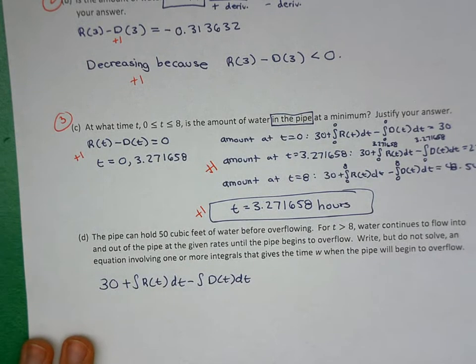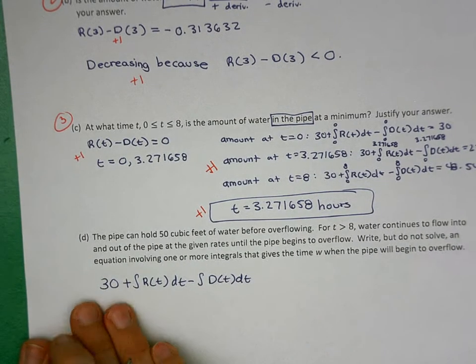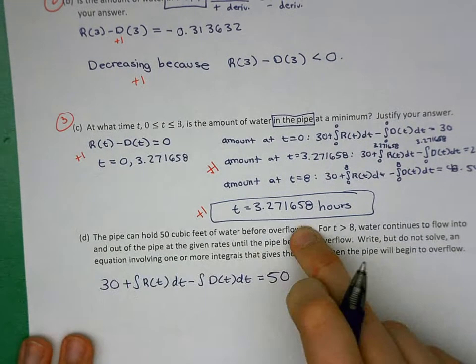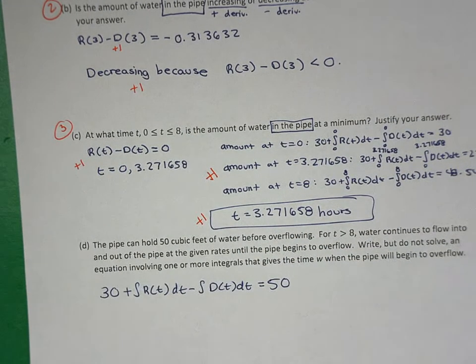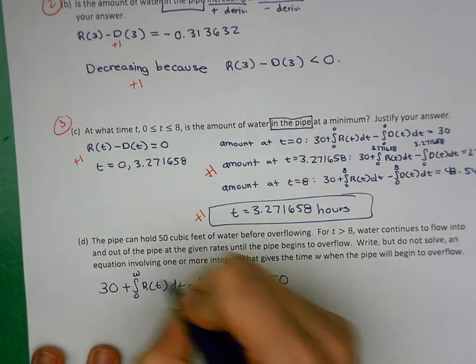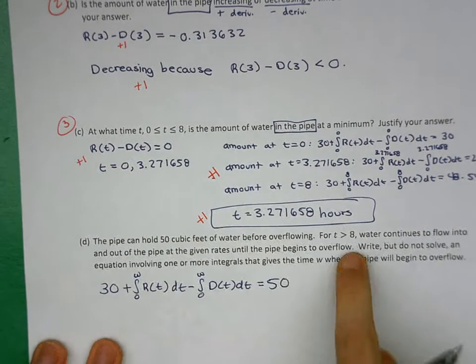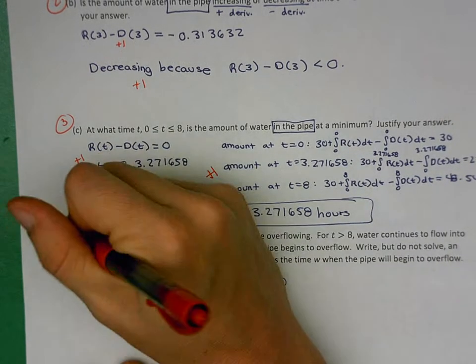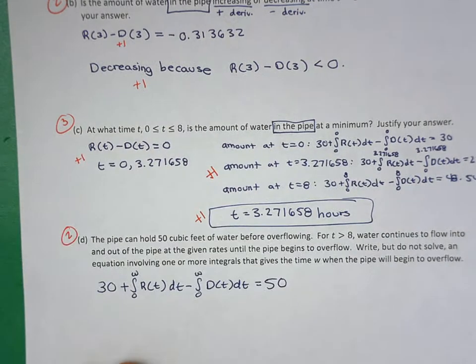So when will this begin to overflow? Well, when the amount inside the pipe equals 50, which is how much the pipe can hold before it starts overflowing, that's the time when it will begin to overflow. So we're going to call that w because they said to. Okay? And so that's my equation. Again, there are other ones. If you came up with a different one, send it my way. I'm more than happy to check it for you.